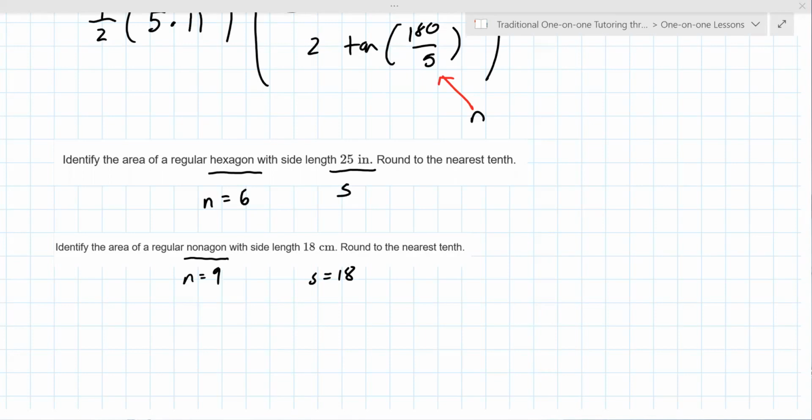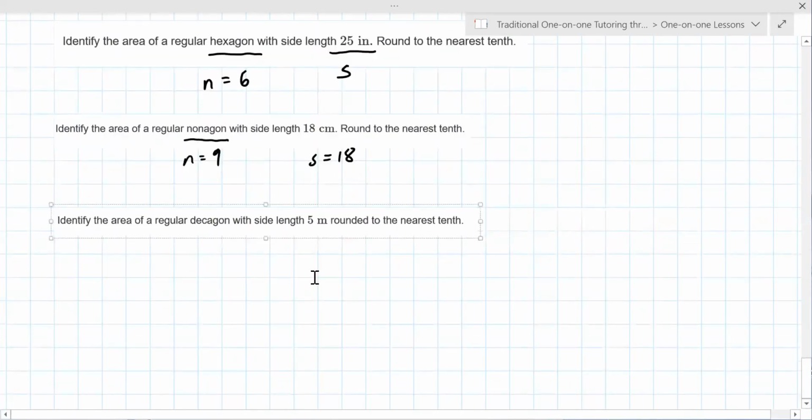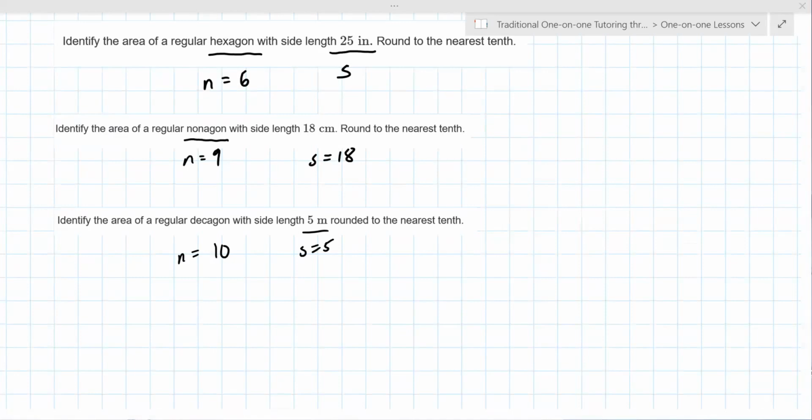Couple more here, but guess what they are? They're all the same thing. Well, thank goodness you got the right formula here. So a decagon has how many sides? 10, and S is now 5. Go ahead and update that and let me know your final answer. 192.3, it says it has a 0.35, so would it be 0.4? 5 rounds up to the next one. Okay, so 0.4.